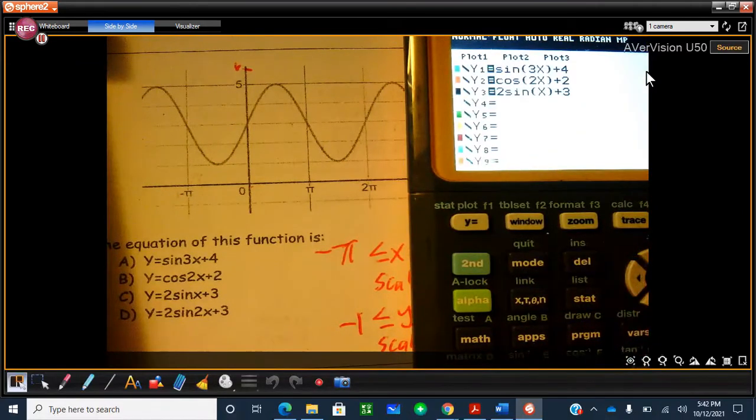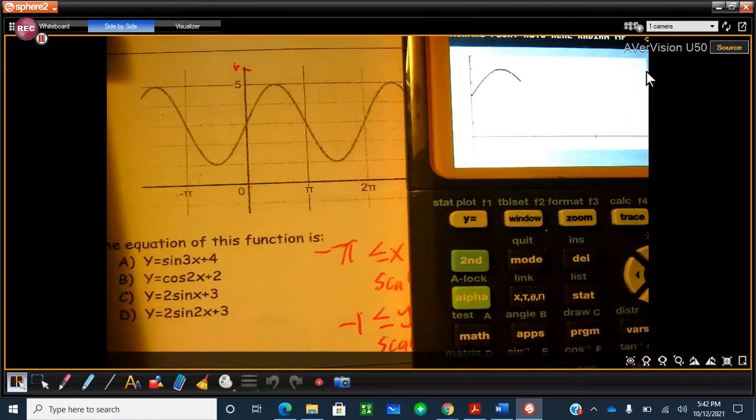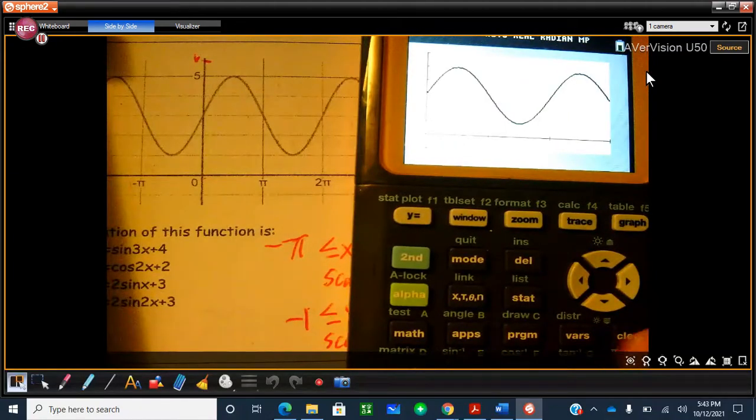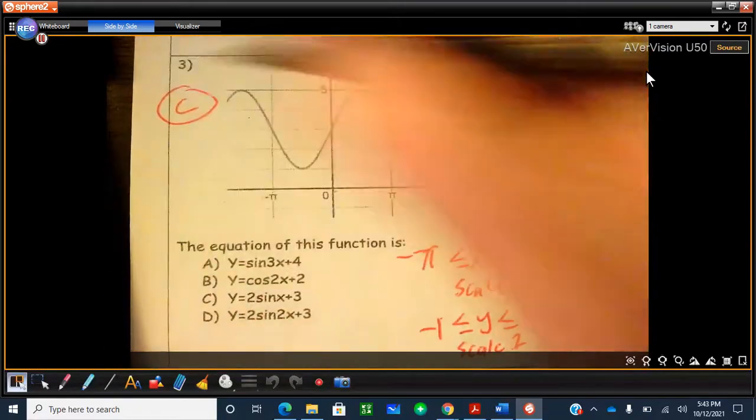So I'm going to hover over this equals. That means I turn it off. I'm hovering over that, I turn it off. So now if I just graph that one by itself, you can see that that is the match. That's the graph that matches that. And that answer was C.